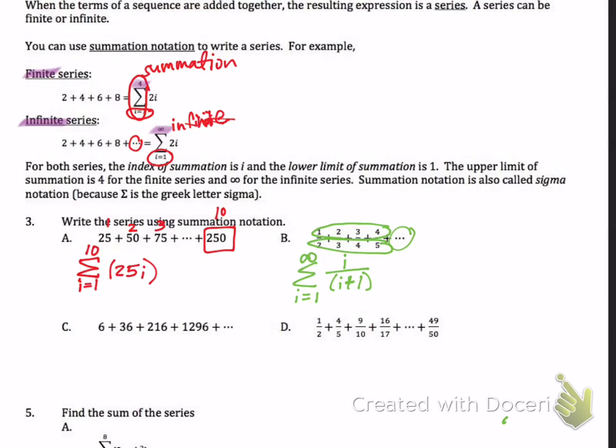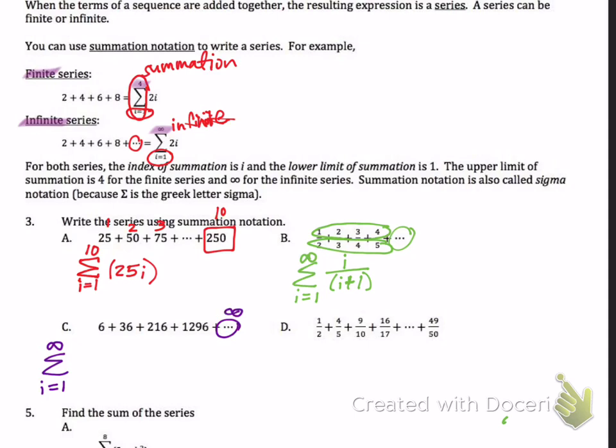Okay, let's look at C. Infinite or finite? Infinite. So I'm going to put infinity on the top. So I have the sum, i equals 1 to infinity. When you have your sigma, the bottom is your lower bound and the top is your upper bound. And if it goes on forever with the dot, dot, dot, then you put infinity.